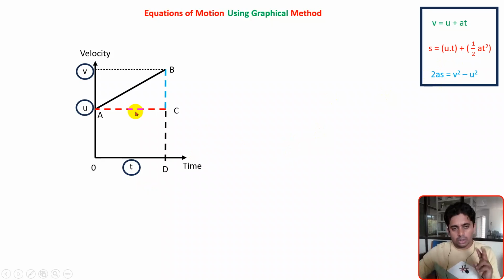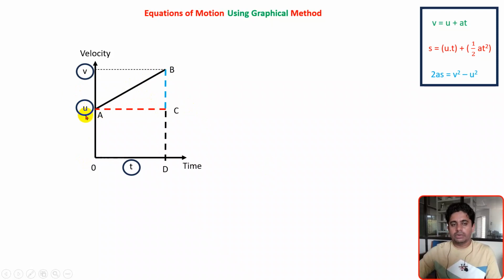Now, two questions can come up from this graph. The first question is why we have taken an initial velocity which has a certain magnitude, why we have not taken it as zero. And the second question is why this line has been drawn with a positive slope, why it is drawn inclined, why it is not horizontal. Okay, so let us answer the first question.